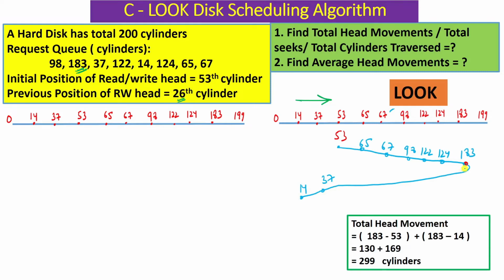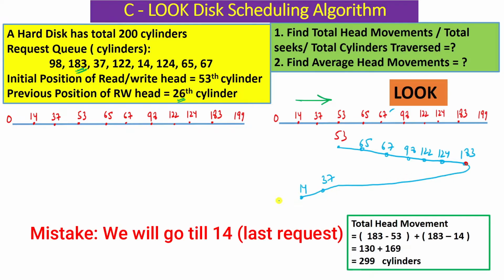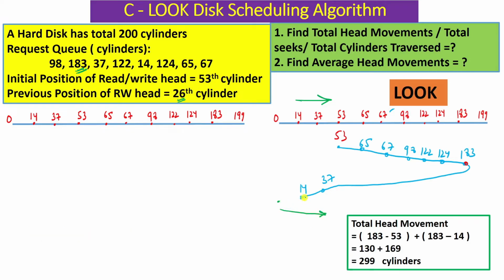Okay, but in C-LOOK, when we change the direction, we will not fulfill any request. We will simply come from 183 to 0. Then we will start again from this direction and fulfill the requests 14 and 37. That is, we are completing the requests only in one direction.